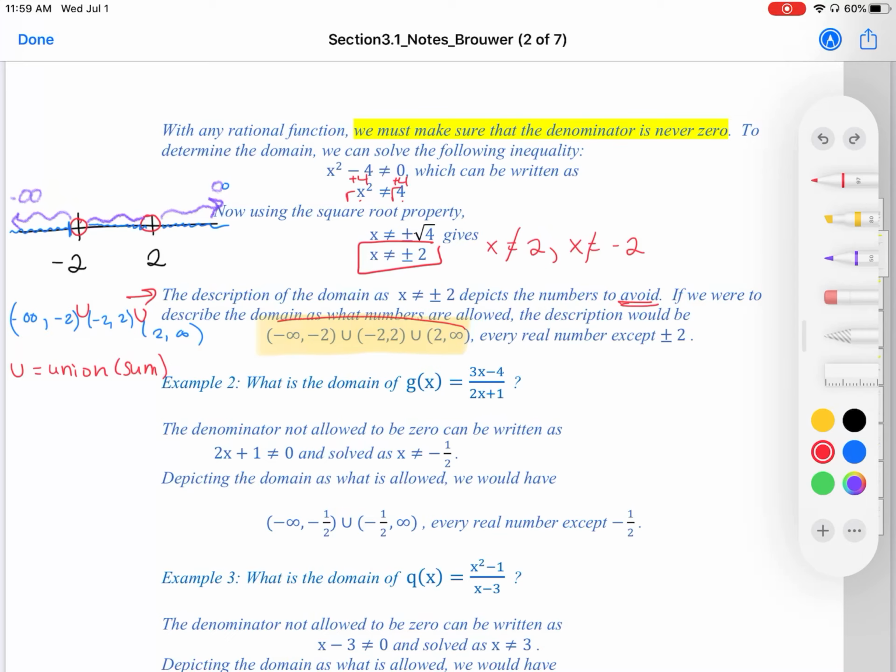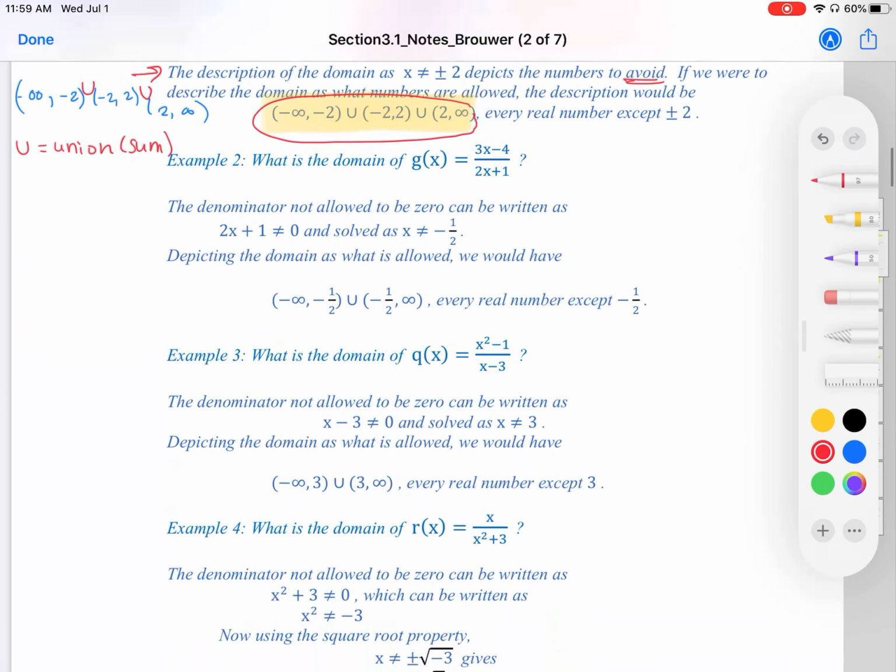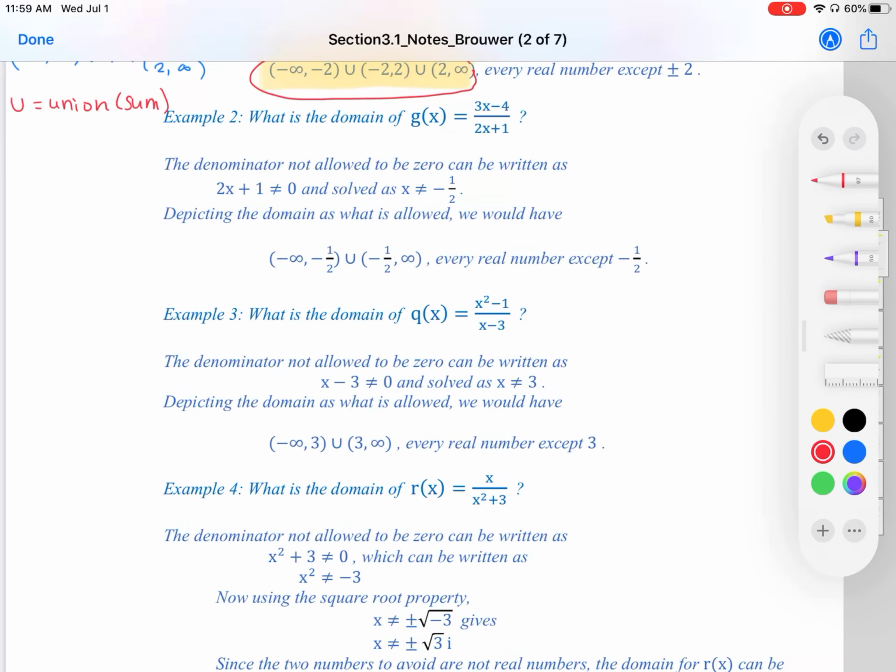And that's how this answer came to be. So sometimes, even for me, it's really helpful to draw a number line just so we can see what we're working with. Example 2. What is the domain of g of x equals (3x minus 4) over (2x plus 1)?